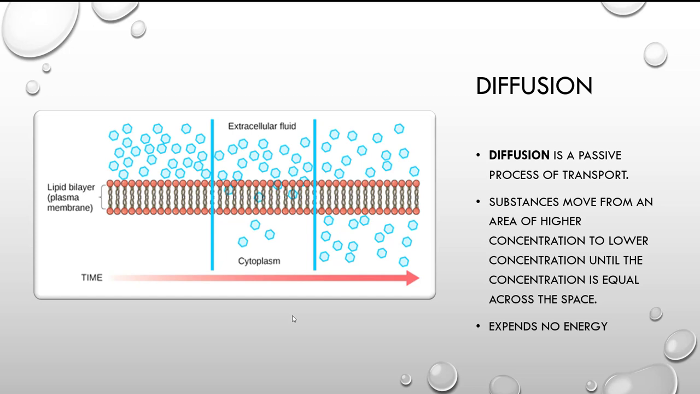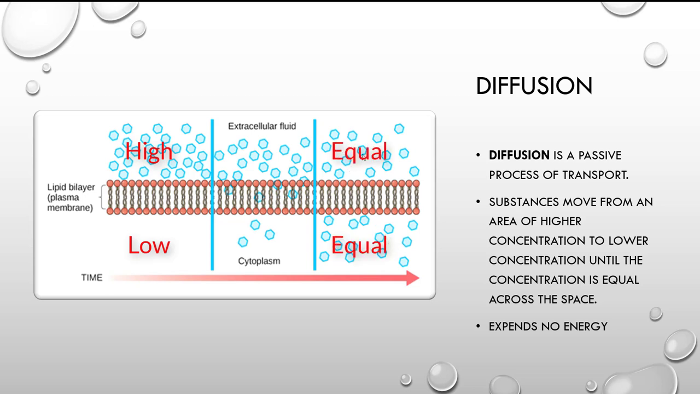So you can kind of see where we're equally spacing everything out so that everything has an equal amount. We're moving everything from higher concentration to lower until there's an equal amount on both sides. Okay, so you can see in this picture, we started out with an area of high concentration of this particle and an area of low concentration. And then slowly over time, we can see that the particles diffuse from the higher concentration to the lower concentration until it reaches equilibrium.